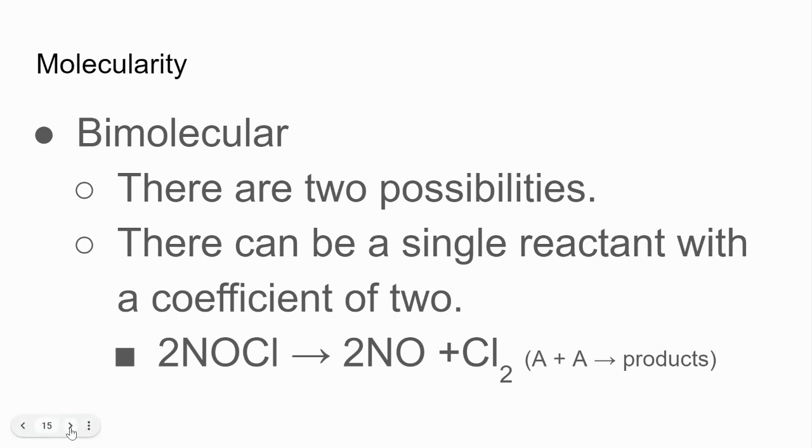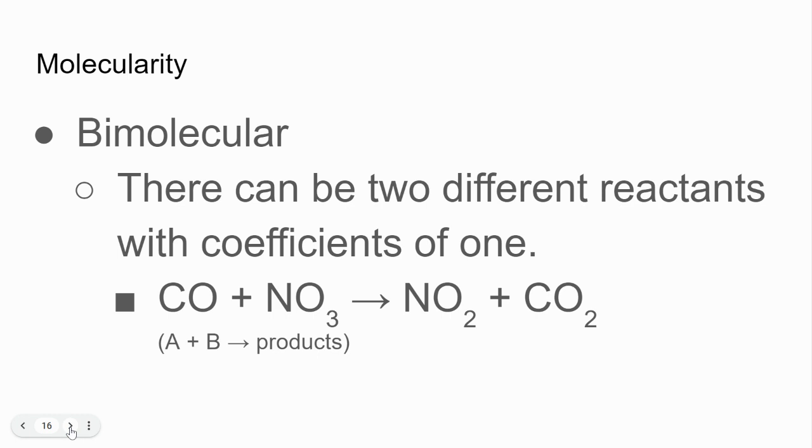The other possibility is having two reactants, each with a coefficient of 1, as we do here, the carbon monoxide and the nitrogen trioxide. We have two reactants there, nothing's in front of them, so the coefficient is 1. 1 plus 1 is 2, bimolecular. It's written very similar to the previous one, but this time it's A plus B produces products because we have two different reactants.